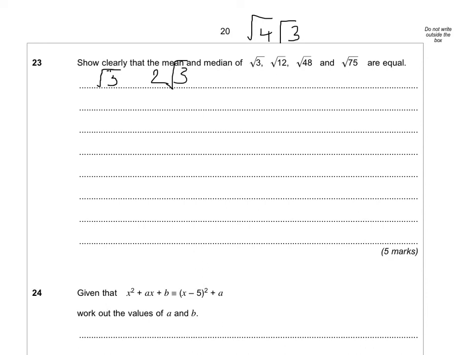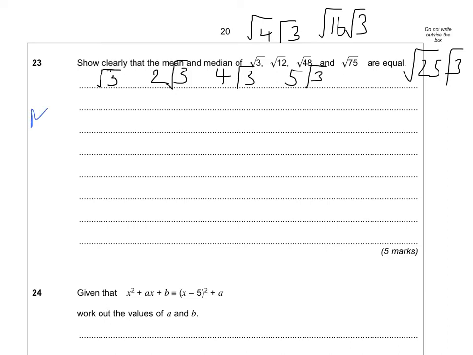Carrying on then, root 48 is root 16 root 3. And there's a bit of a giveaway, the fact that it seems to be root 3 that's coming up. So we've had a root 3 here, 2 root 3. But simplifying root 48, the biggest square number is 16, so that is 4 root 3. And the last one, root 75, is root 25 root 3, and root 25 is 5, so 5 root 3. So there are the four numbers, and that's what we need to work with.